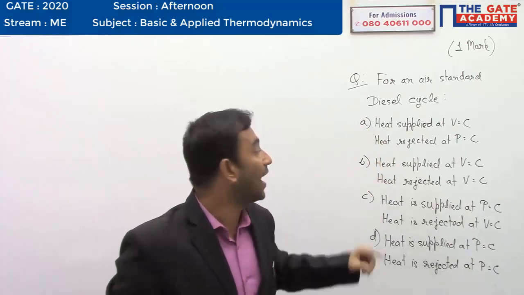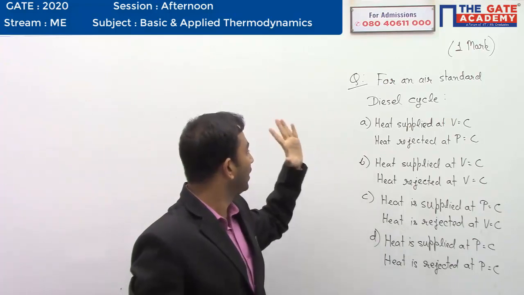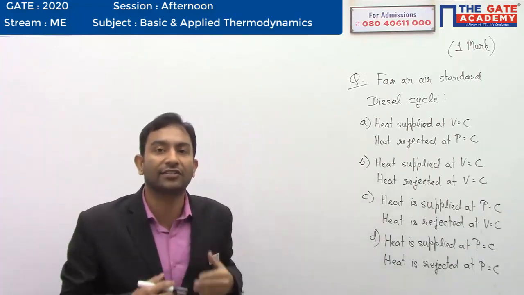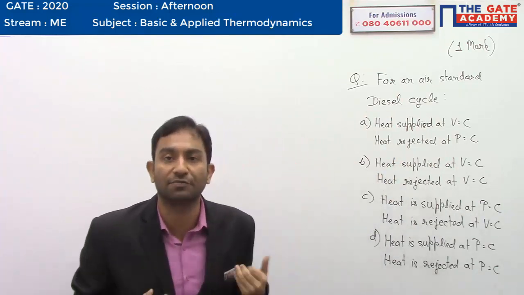Heat is supplied at V is equal to constant. That means heat is supplied at constant volume. Then in the same option you have heat is rejected at P is equal to constant. That means at constant pressure.